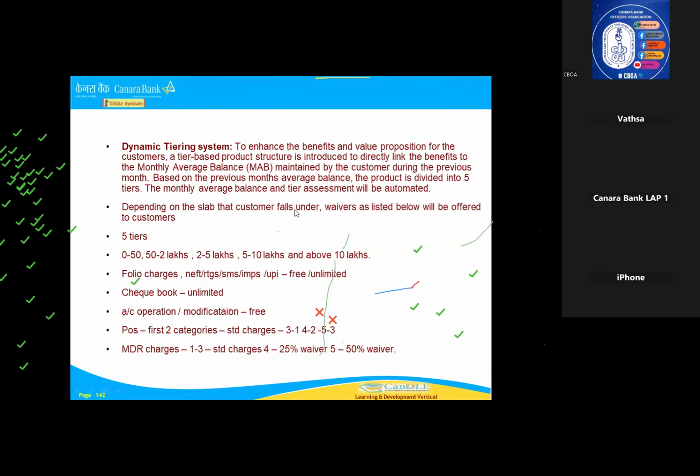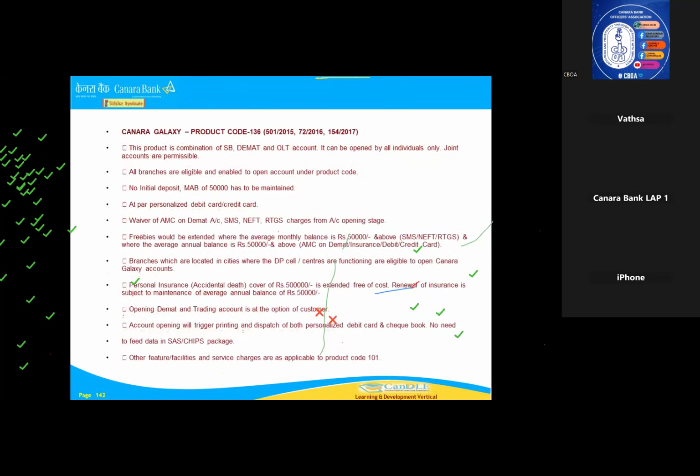After 1 month they will operate, and based on the balance, they will be fit into one of these categories. That is the benefit they are going to get: all their work will be taken care of by the bank, and we are going to give them applications through which they are going to do their work. That is the thing. Next one is Canara Galaxy.